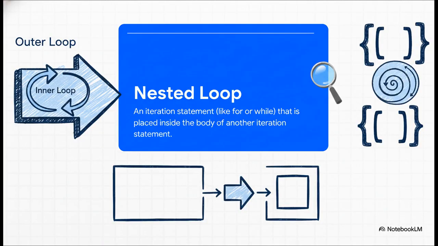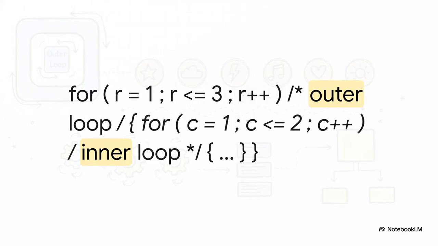So the formal definition is exactly what it sounds like. Just like you might nest if statements, you can totally nest loops. You have what we call an outer loop, and right inside its body, you put a complete inner loop. It's literally a loop within a loop. Let's take a look at the syntax here. The outer loop is controlled by the variable r, and it's set to run 3 times. Now look inside its curly braces. For each one of those 3 runs, the entire inner loop, controlled by c, is going to execute from start to finish. It'll run twice. This relationship is the key to everything.